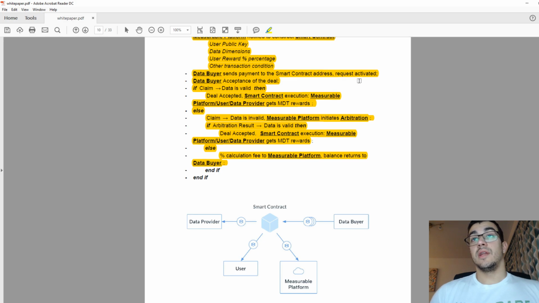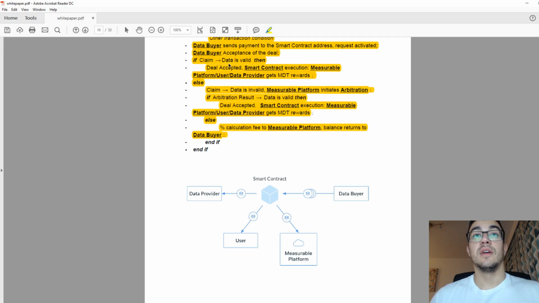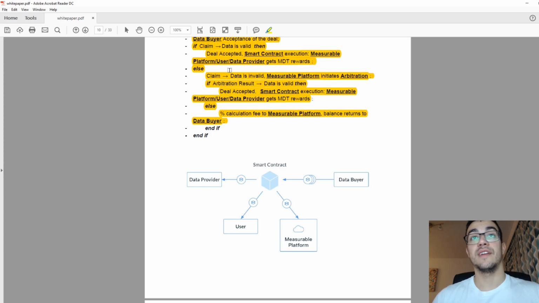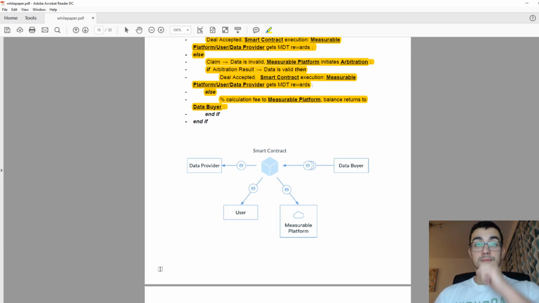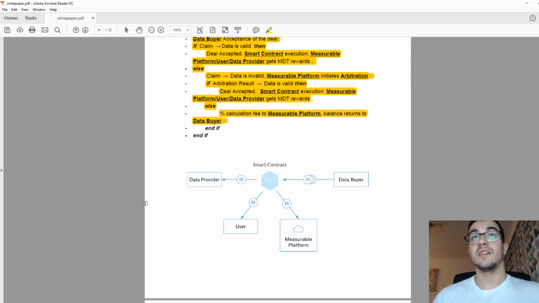And if the request is activated, the data buyer accepts the deal. If it accepts the claim that the data is valid, then the smart contract will get executed by Measurable, and the data provider gets MDT rewards. Else, if the data is invalid, the Measurable Platform initiates arbitration, and the arbitration will decide if the data is valid or not. As you already said upstairs, if it's fake, the data buyer gets the money back, and if it's legit, the contract gets executed anyway.